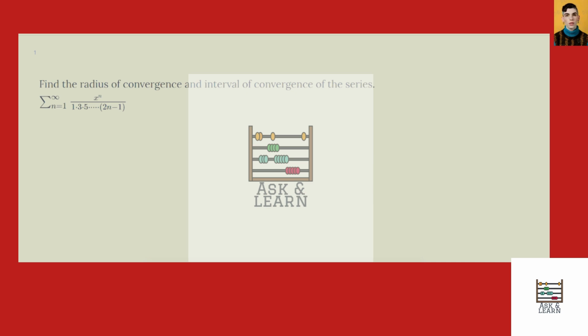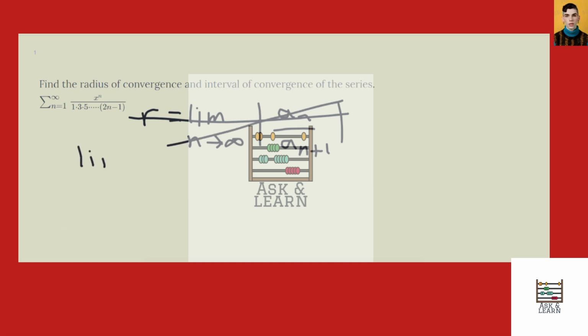Okay, so the radius of convergence is going to be the limit as n goes to infinity of the absolute value of a_n over a_(n+1), where a_n is this chunk here without the x value. And maybe we'll do it using the ratio test, just in case this is confusing to anyone.